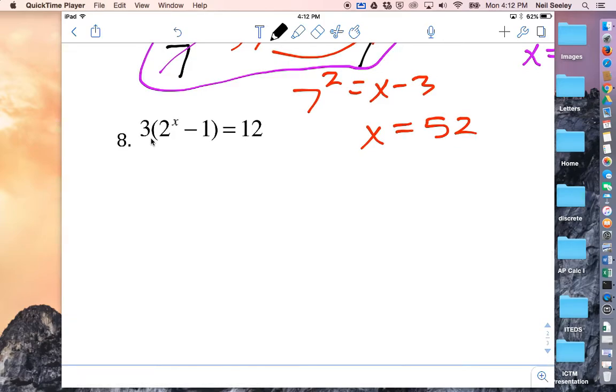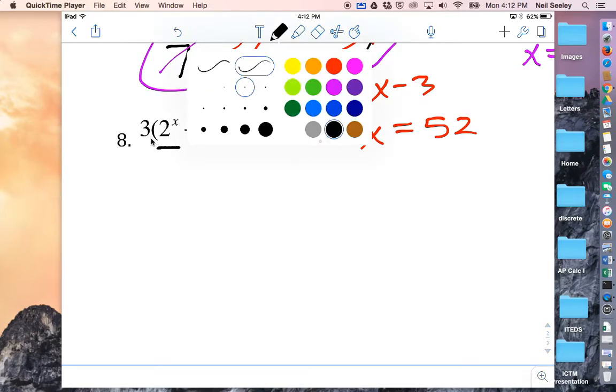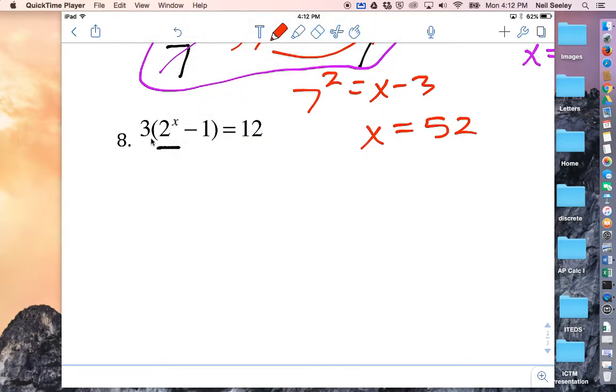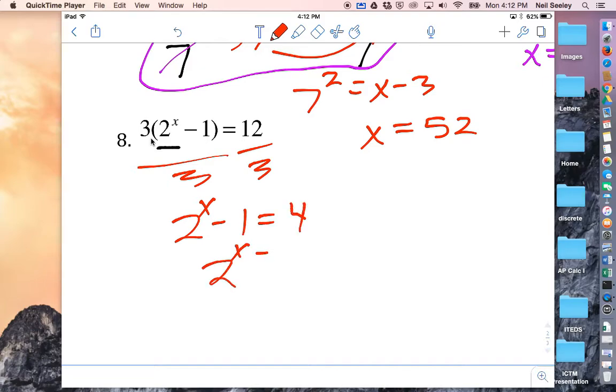Now, to solve an exponential function, you can see that we're dealing with something to an x of sorts. You want to isolate that, just like we did with the logs, get rid of things that you can with old algebra methods, inverse methods, divide by 3, for example. So 2 to the x minus 1 equals 4, add 1 to both sides, and we're sitting here at 2 to the x equals 5.